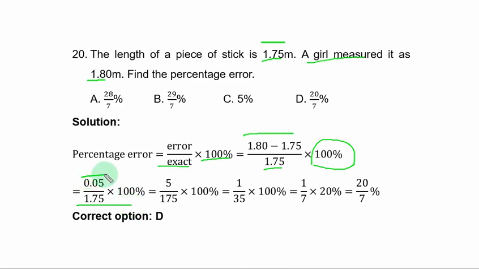Here is 2 decimal places, likewise 1.75. If you move out the 2 dp respectively, you have 5 over 175 times 100%. If you divide through by 5, you have these results. And if you reduce by 5 again, 100 and this by 5, you have 1 over 7 times 20%, and that is 20 over 7%. D is the correct option.